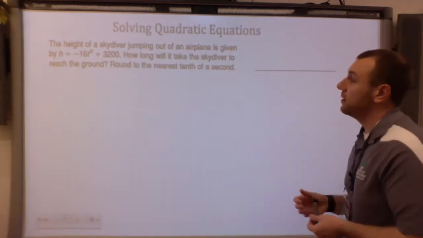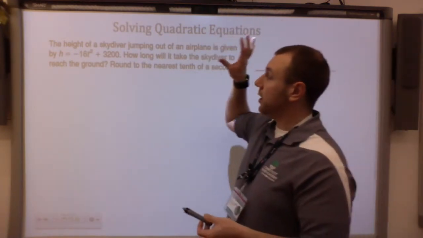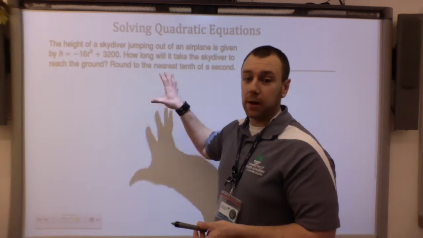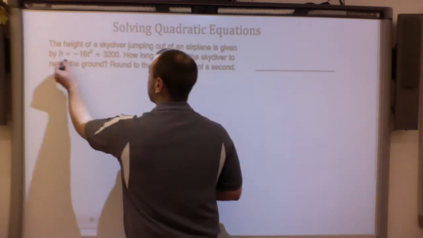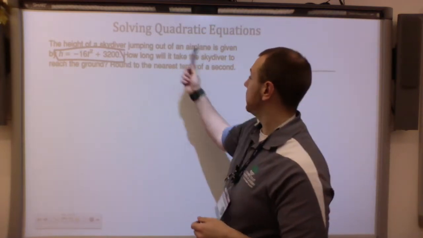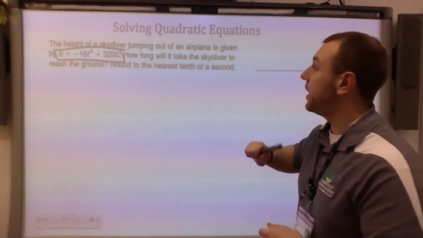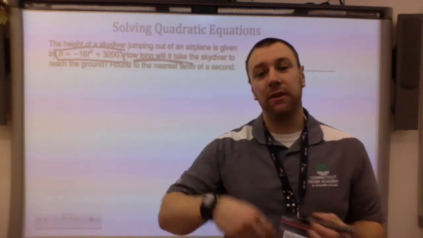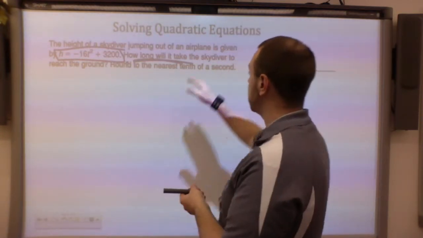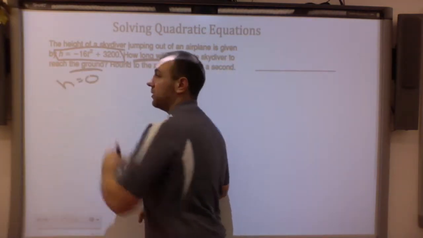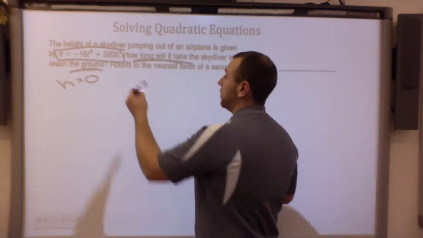In the same thing, I'm going to solve for something that I know. I'm going to have to plug something in. So the very important thing here is the equation. The height of the skydiver jumping out of the airplane is given by the equation. How long will it take? That means I'm solving for time. The skydiver to reach the ground, which means h equals 0. So I'm going to plug that in.